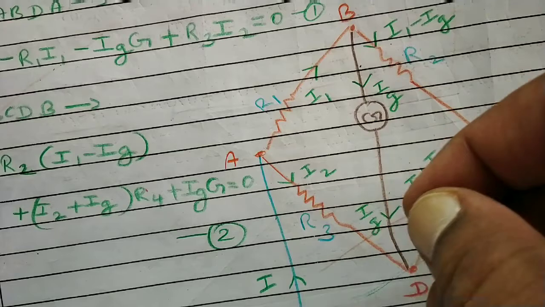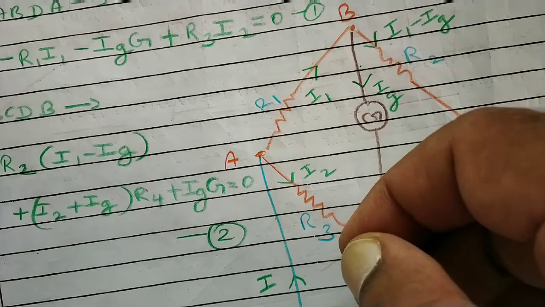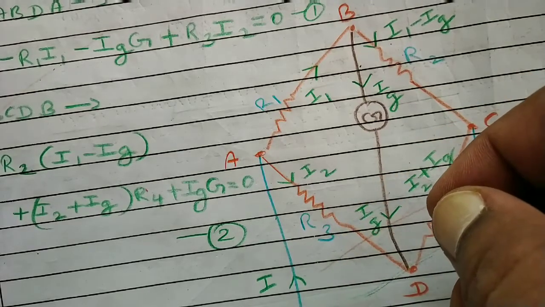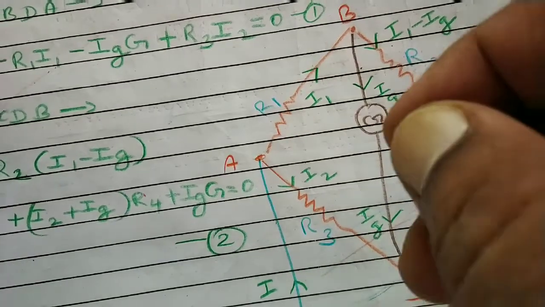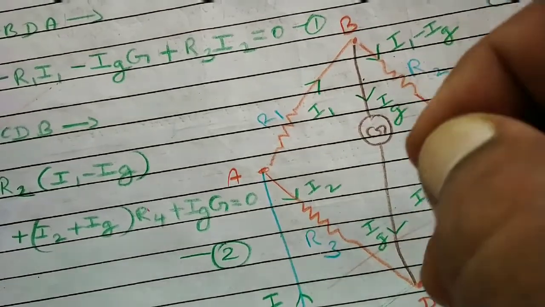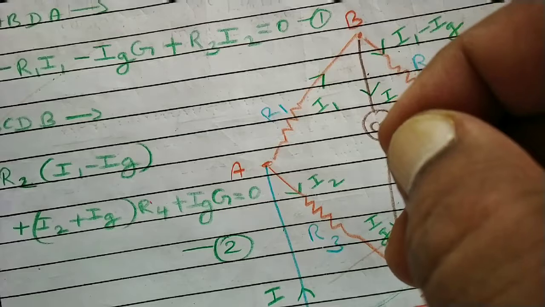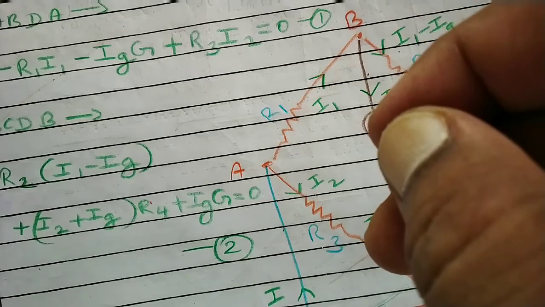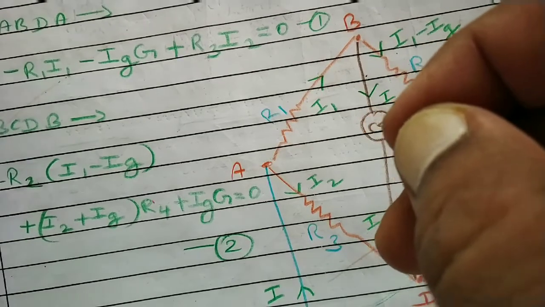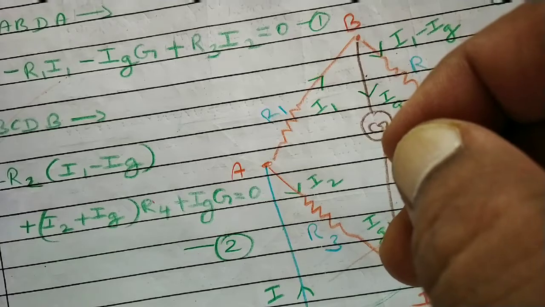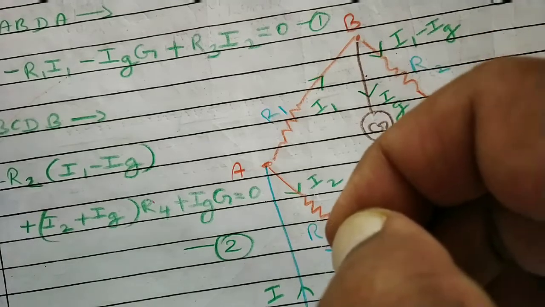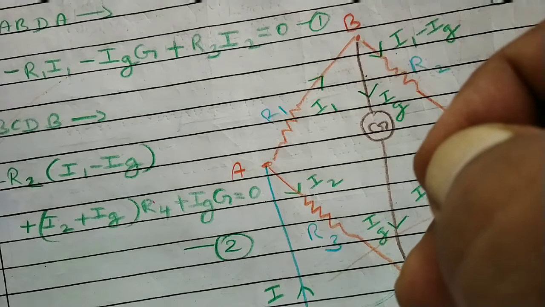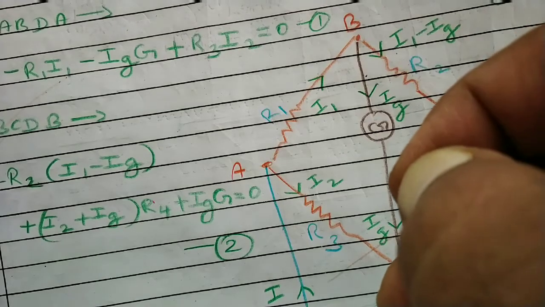We can increase R3, we can decrease R4, or we can decrease R3 or increase R4. Like that, by keeping suitable values of R3 and R4, we can bring the situation where Ig becomes 0. Means the reading in the galvanometer will become 0, null position, that is called. So 0 reading is called balanced state. If we can make Ig value 0 by varying the values of R3 and R4, we brought the circuit in balanced state.